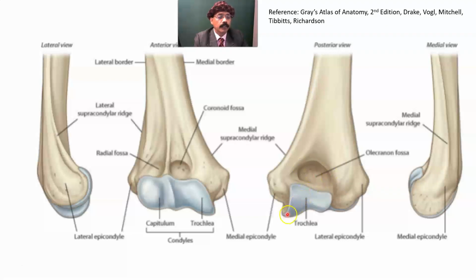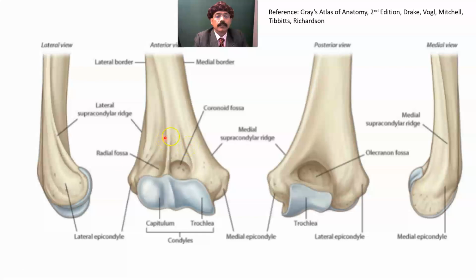This is the trochlea. This border is 6 mm lower than the medial border. That is essential for the formation of the carrying angle. Okay, we got that, and we have the medial epicondyle, which is more prominent than that of the lateral epicondyle. Medial supracondylar line, the lateral supracondylar line.